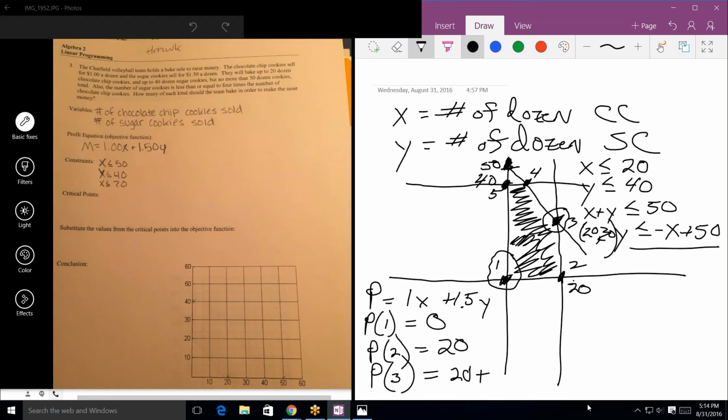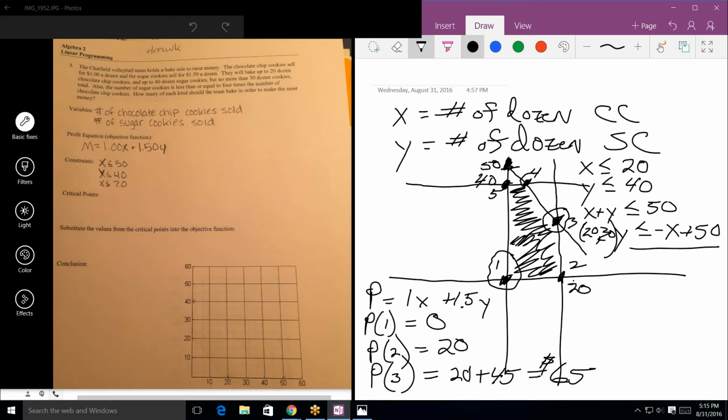$30. Or, there's 30, but you make $1.50 for each one, so plus 45. So that profit is $65. So far, that's our best option. But you have to examine all the points.